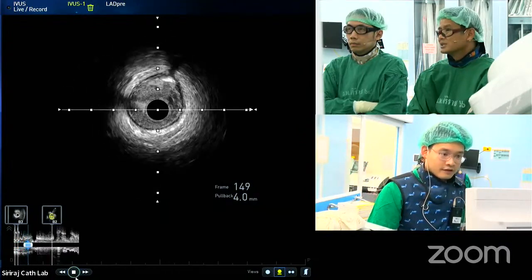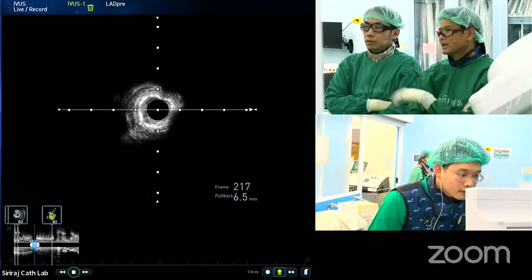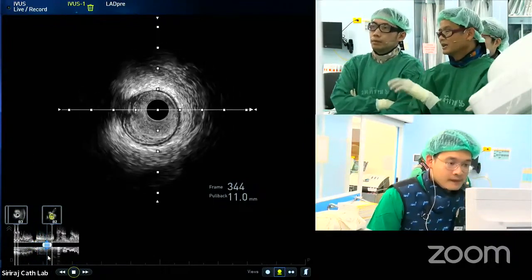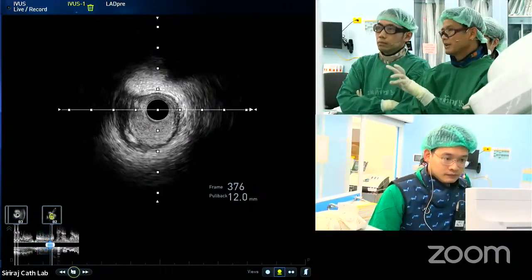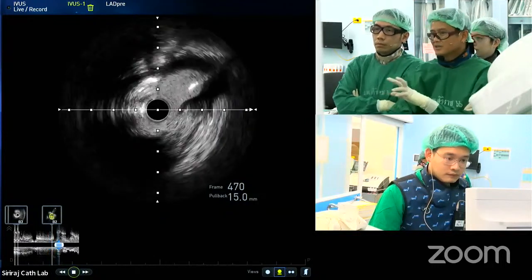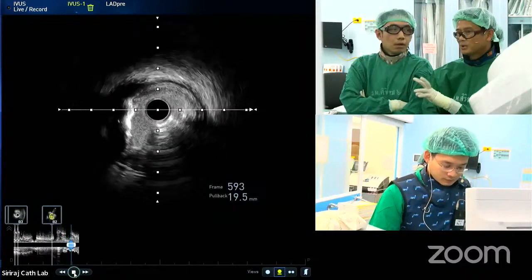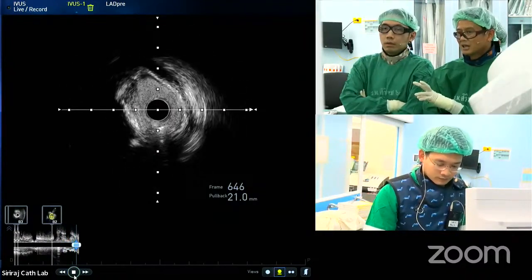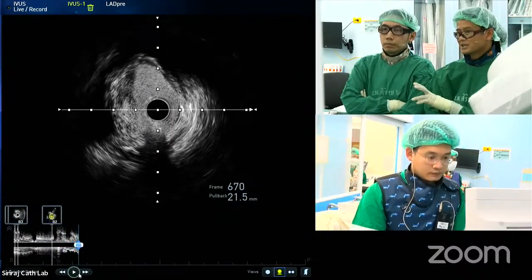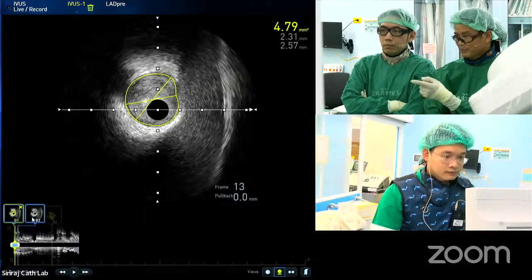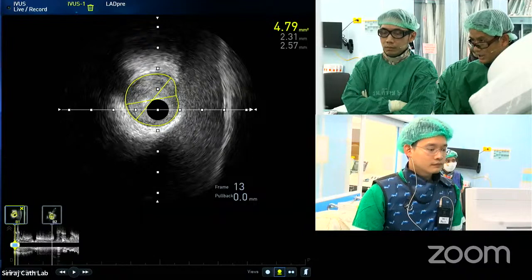So this is a pullback from the mid circumflex. You can see napkin rings over here. Yes. But this part of the proximal circumflex to the left main is spared. So I think based on this strategy, we could do a provisional stent technique because there is no disease at the ostium of the circumflex, but I need to prep that circumflex very well. I will try to balloon now to go back with the intravascular imaging.